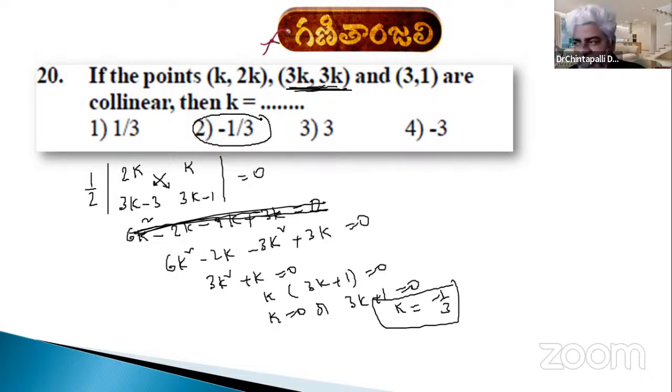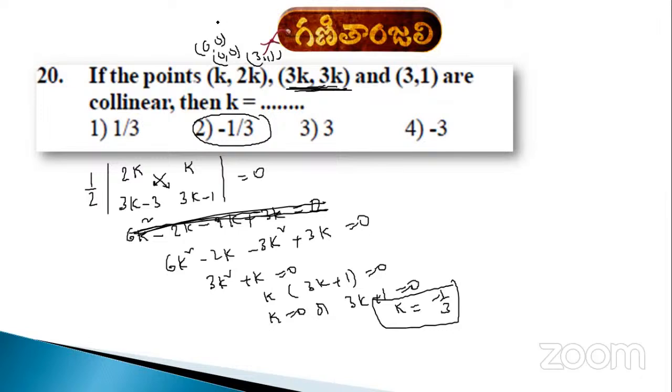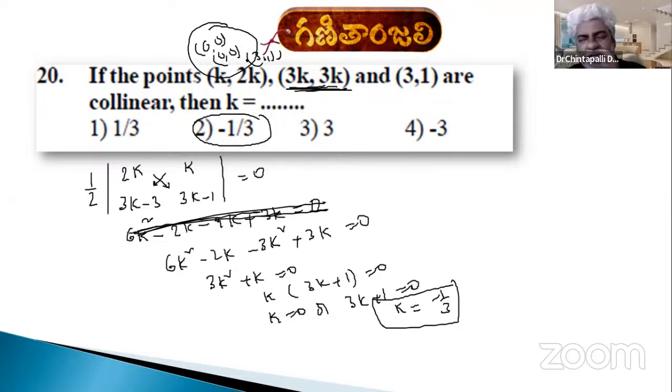You know why? If K is equal to 0, very good, Rani, your answer is right. If K is equal to 0, then the points will be (0, 0), (0, 0) and (3, 1). Two points coincide. That means those are not 3 points; instead, those are only 2 points. That's why the result K is equal to 0 is rejected.